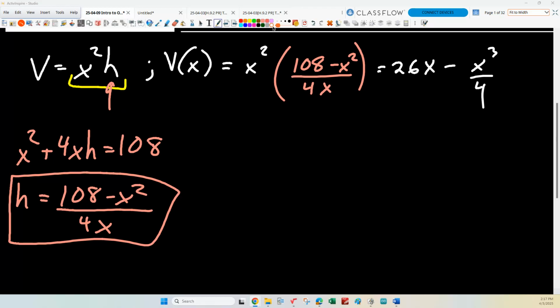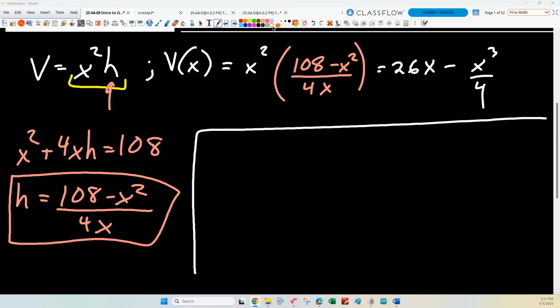Okay. So let's rewrite that. So that's our primary equation, or our primary function. There's our volume function as a function of a single variable, right? V of x equals 27x minus x cubed over 4. Okay, we need a domain for this thing too, though, don't we?